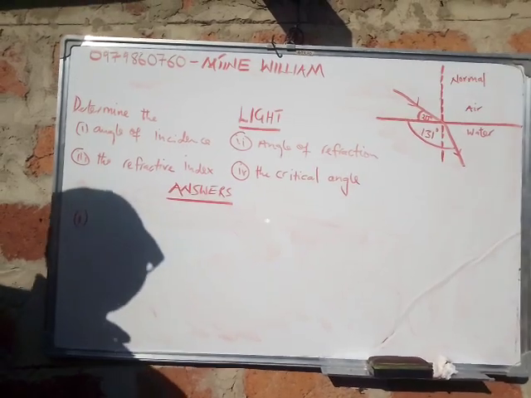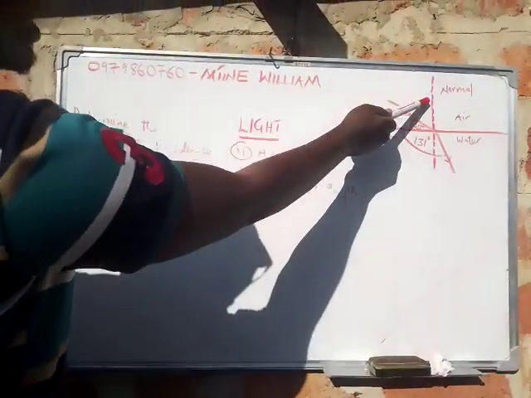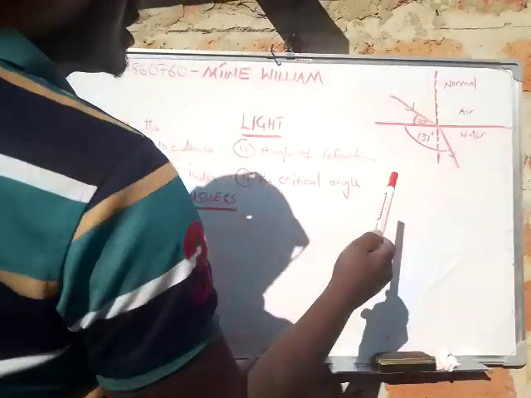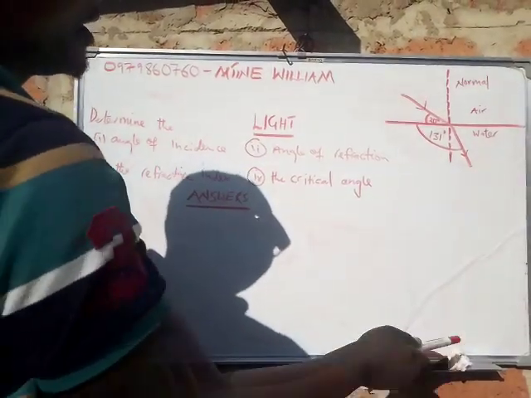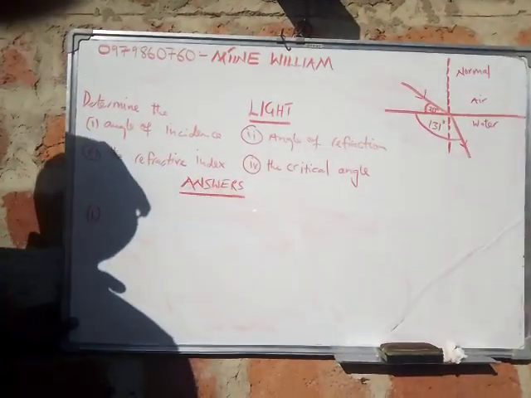Today we are going to focus on light. As you can see, this is our diagram. This line is called the normal, and we have the surface here, the demarcation between the two mediums. We have the air medium there and the water medium there.